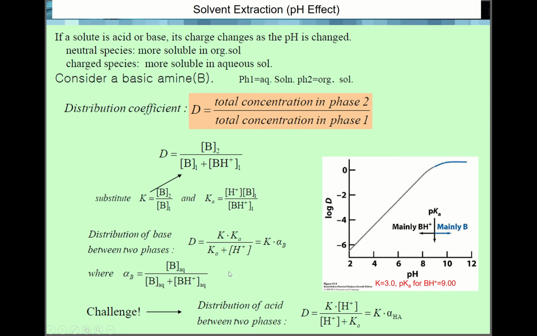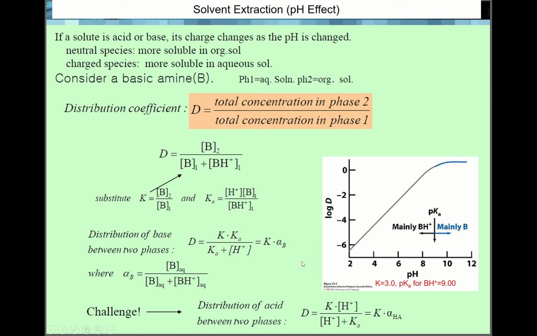Now you are very familiar with this one: Ka divided by Ka plus H+. What is this? It is the fraction of the form B, which we call alpha B here. D is expressed by this very simple equation, where alpha B equals the concentration of B in aqueous solution divided by the concentration of B in aqueous solution plus BH+ in aqueous solution.